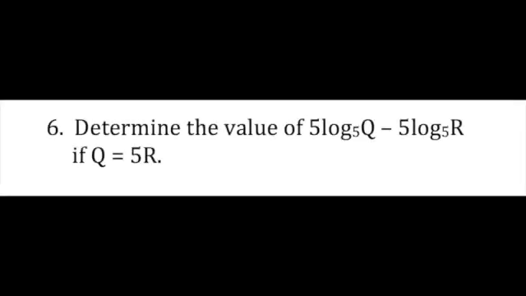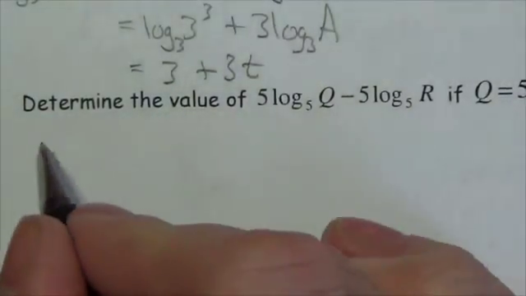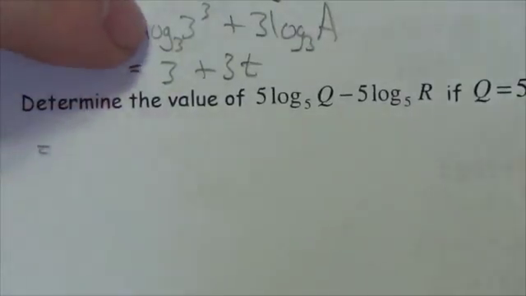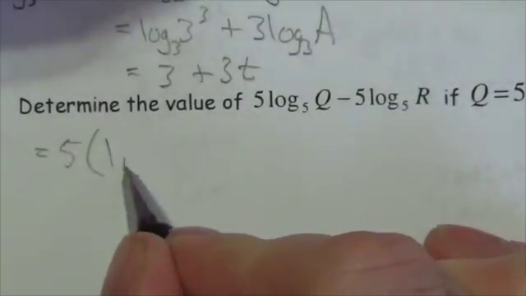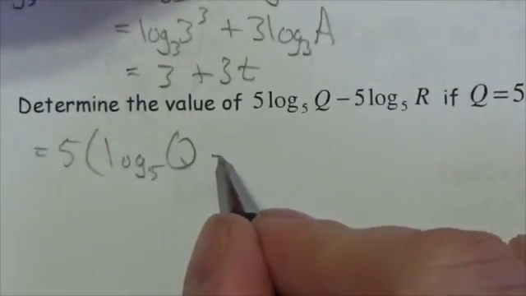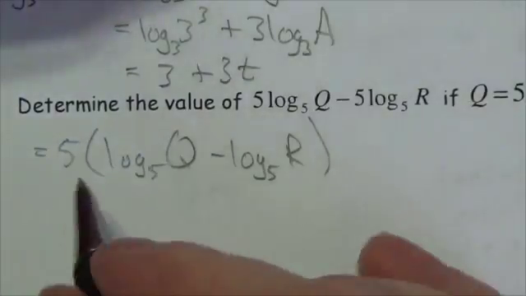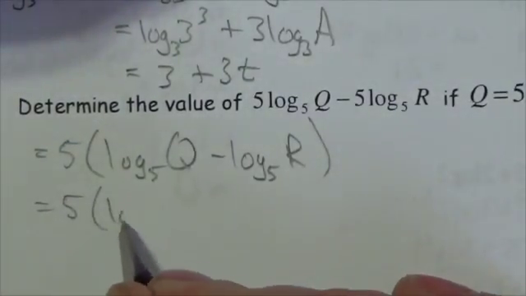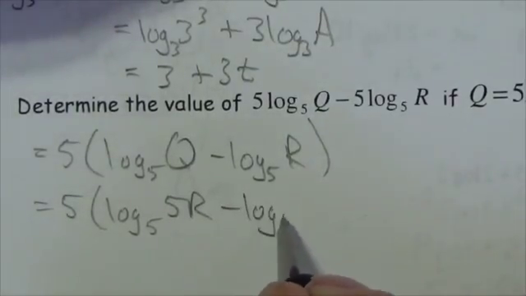Determine the value of 5 log base 5 of q minus 5 log base 5 of r if q is equal to 5r. All right, now with this question, there's a few ways that you could approach it. When I first take a look at this, one of the first things I see is there's a common 5 to both of those. I'd be tempted just to factor that out. So this becomes 5 times the log base 5 of q minus the log base 5 of r. Now we're told that q is the same as 5r, so I can make a direct substitution and make this the log base 5 of 5r minus the log base 5 of r.